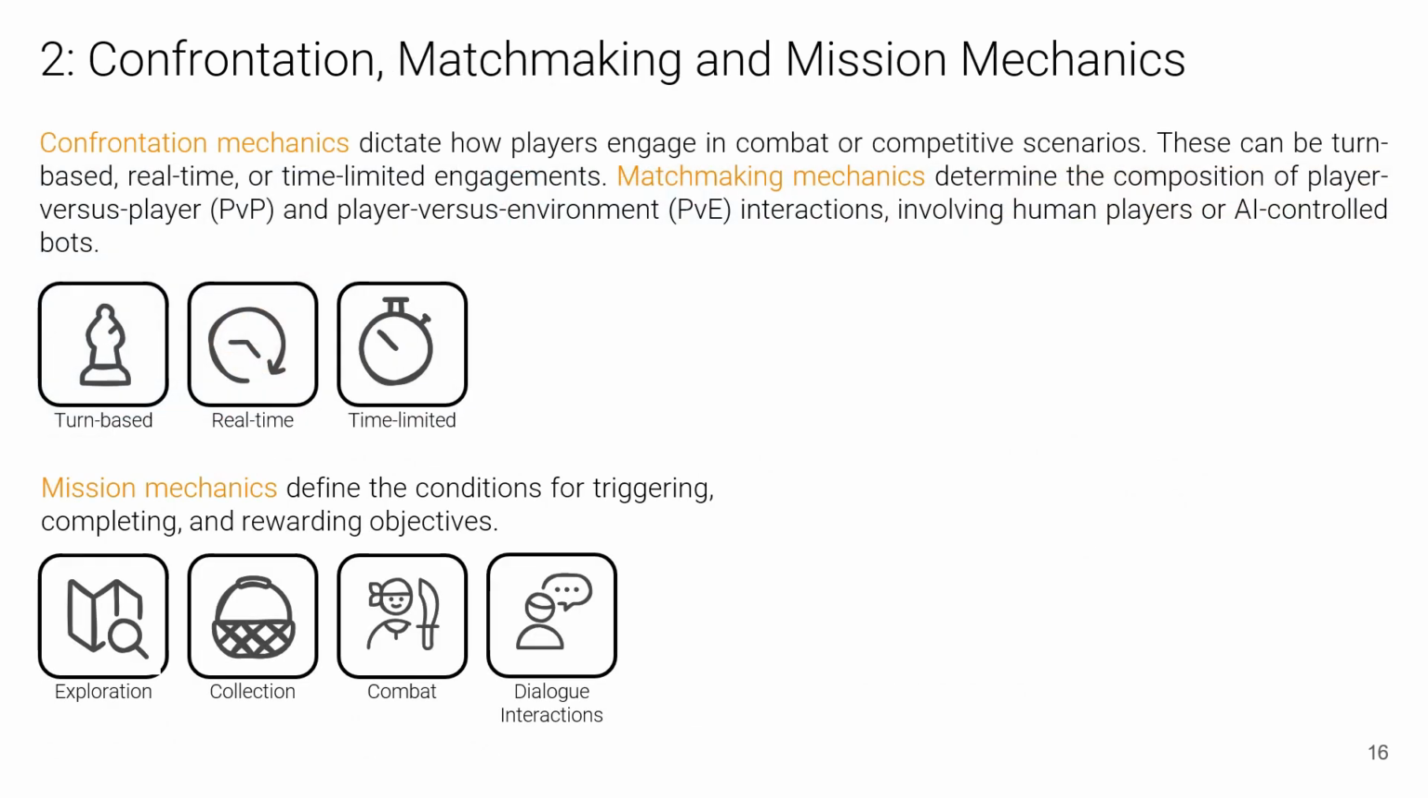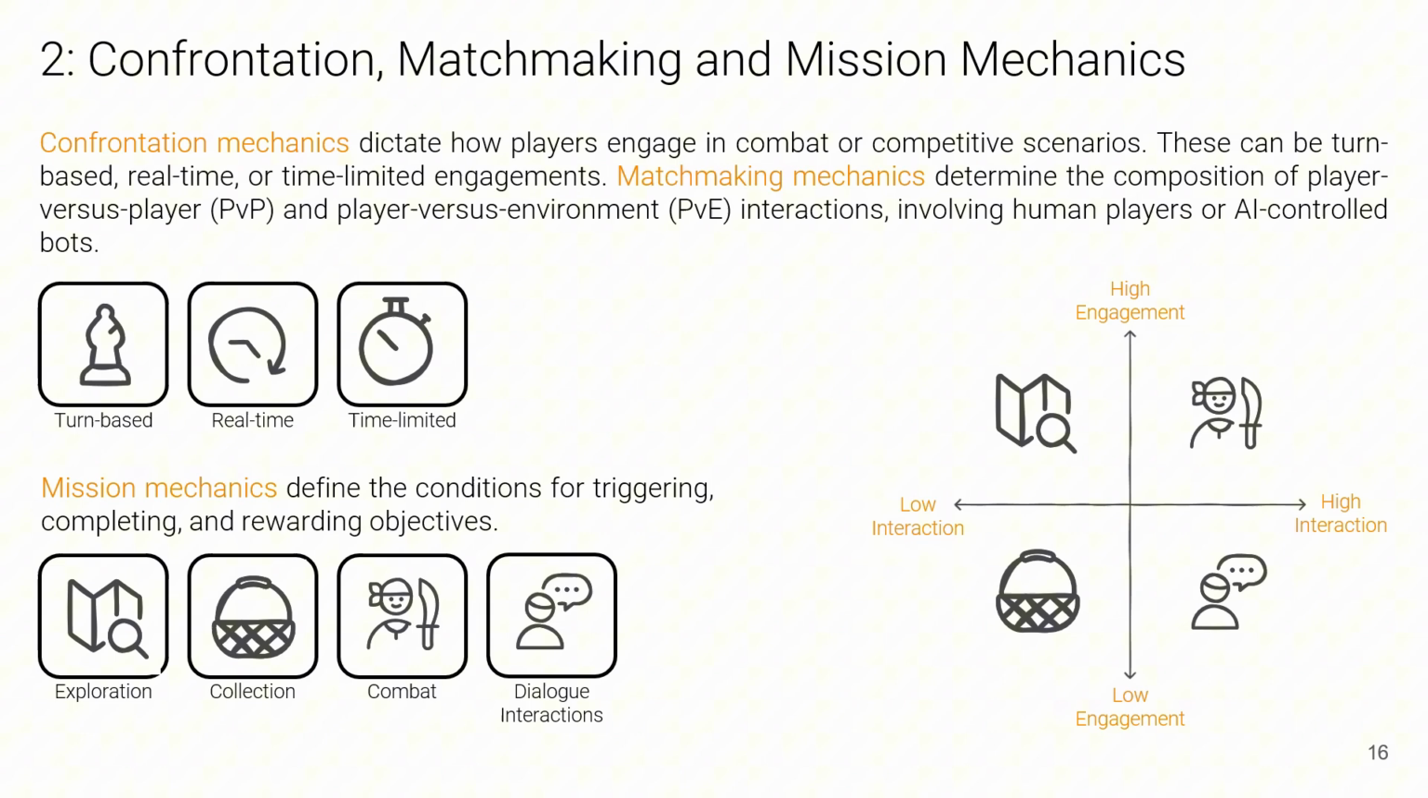Mission mechanics define the conditions for triggering, completing, and rewarding objectives. Missions may involve tasks such as exploration, combat, collection, or dialogue interactions, often driving the narrative and structuring player progress. Dynamic mission conditions, such as branching objectives, can provide varying levels of challenge and replayability. We can also categorize the 4 examples of mission mechanics by engagement and interaction, which soon brings us to the topic of player types. Knowing and understanding your customers is very important, and not just in game development. Only then can we successfully bring a product to market.